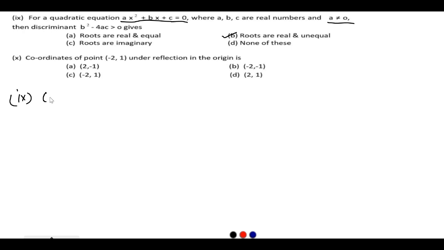Next, the coordinates of the point -2, 1 under reflection in the origin. If we are taking reflection in the origin, then both the coordinates will change their sign. It means its image will be 2, -1. Option A is the right option.